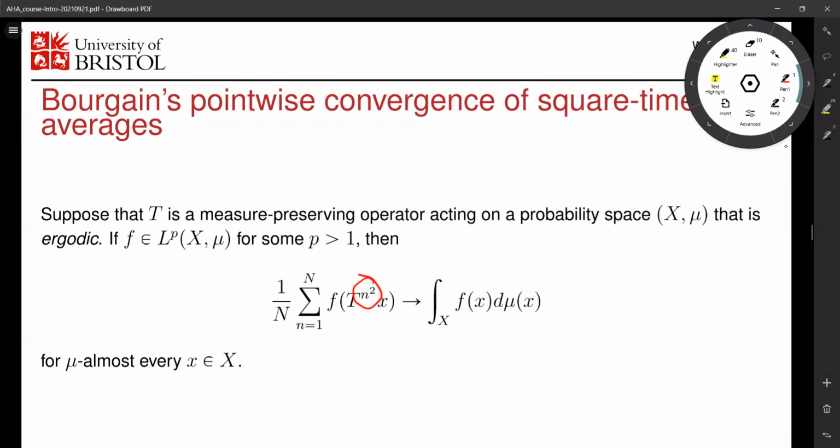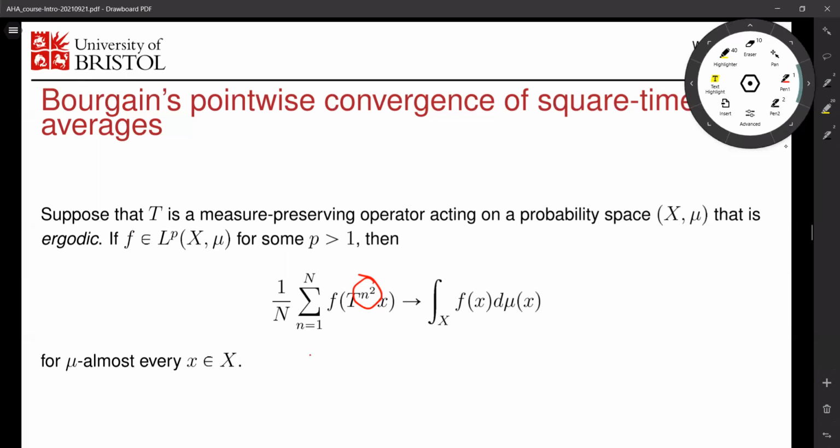So if T is a measure preserving operator acting on a probability space, which you need just to make sense of the dynamics, and your function is in L^p for p greater than 1, but not equal to 1, you get that these square time averages converge to the spatial average. And underlying this is some maximal function. That maximal function is, again, similar to the Hardy-Littlewood one.